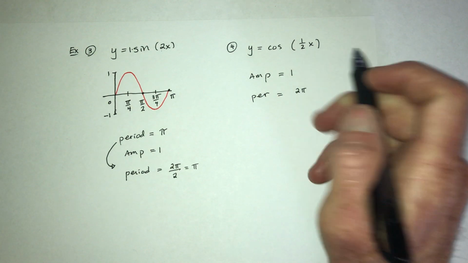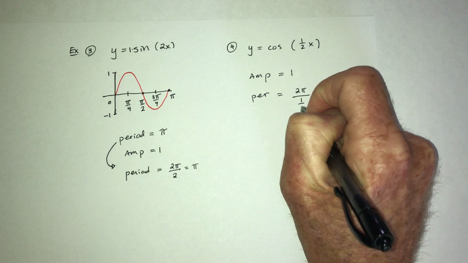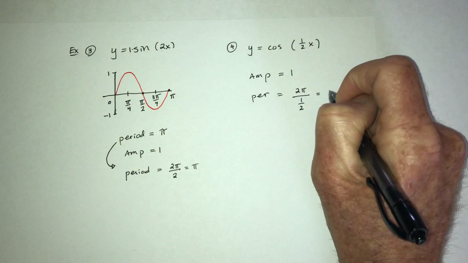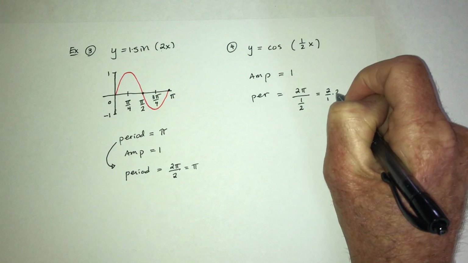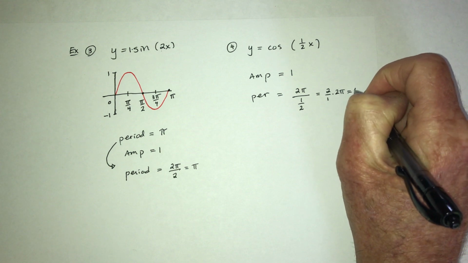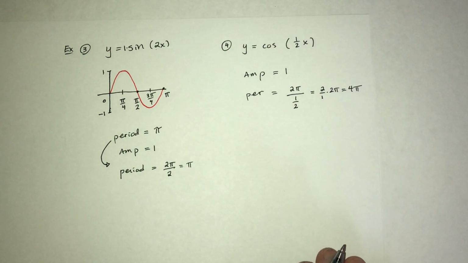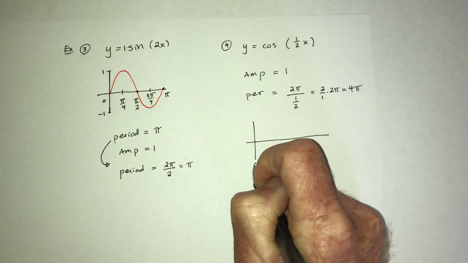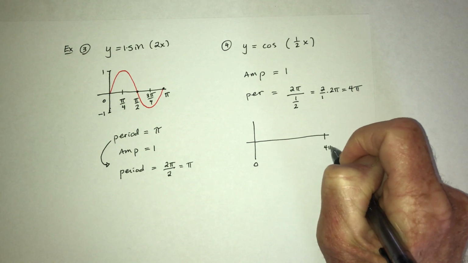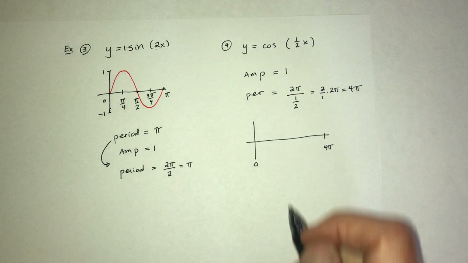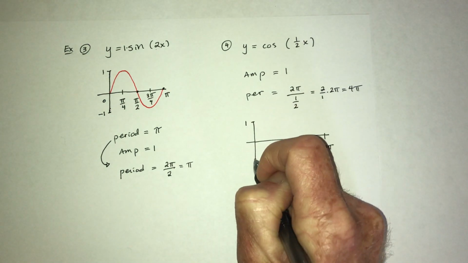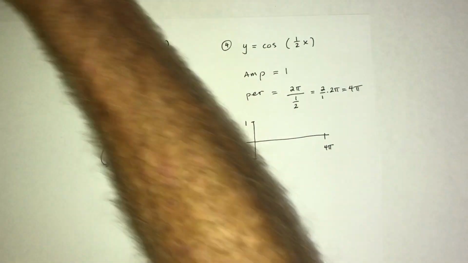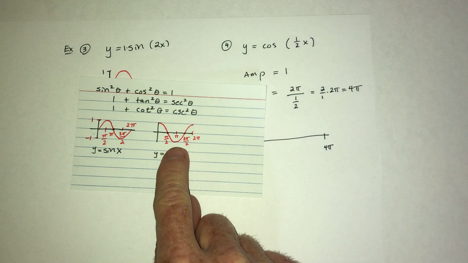If this was just an x, that would just be a 2 pi. But now that it has this 1/2, you need to divide by 1/2, which means when you divide by a fraction, you invert and multiply. So that means it's going to be 4 pi. So it's going to take all the way from 0 to 4 pi to draw the graph once. The amplitude is 1, so on the y-axis it's going to go from -1 to +1. And then just draw the cosine graph.